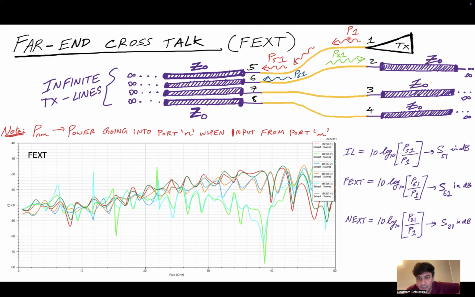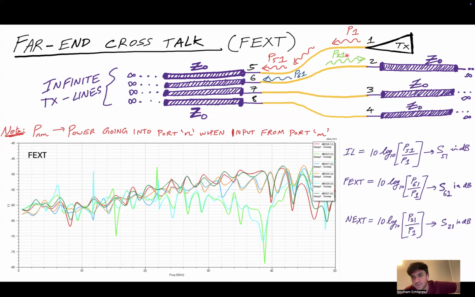So the power P1 that goes here, some amount of it is obviously transmitted to Z naught. And if this is perfectly matched with Z naught, then all the power would go. But you notice that some amount of the power also couples to the second line, which is because of the crosstalk. And this creates a power P61, which is the power that is going into terminal 6 because of the excitation in 1. And similarly, you have P21, which is the power going to 2 over the power that was sent from 1.